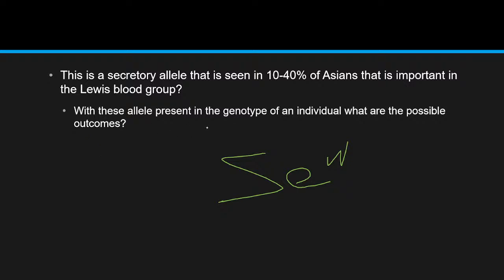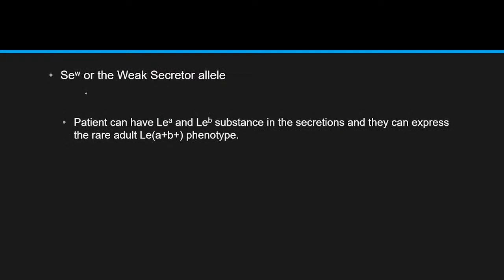Right, this allele is present in the genotype of an individual with what possible outcomes? Okay, so these patients can have Le(a) and Le(b) substance present in their secretion, and they can express it as a rare adult Le(a) positive, Le(b) positive. Oh, kakaiba to, sir. Weak kasi yung secretor gene. Remember our discussion earlier, the secretor gene produces H antigens. All right.